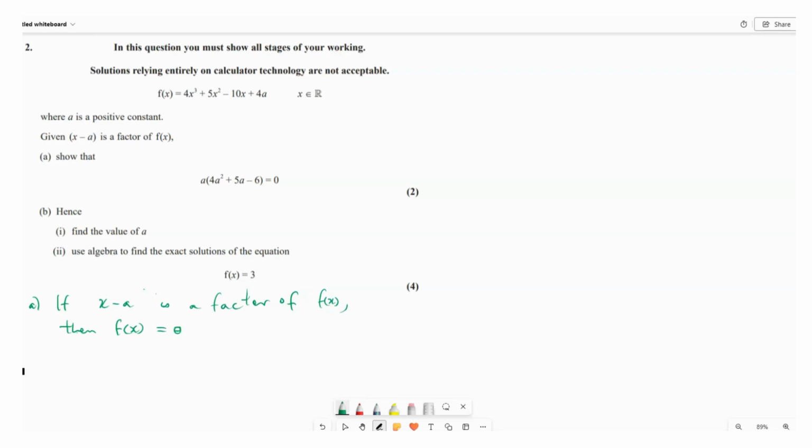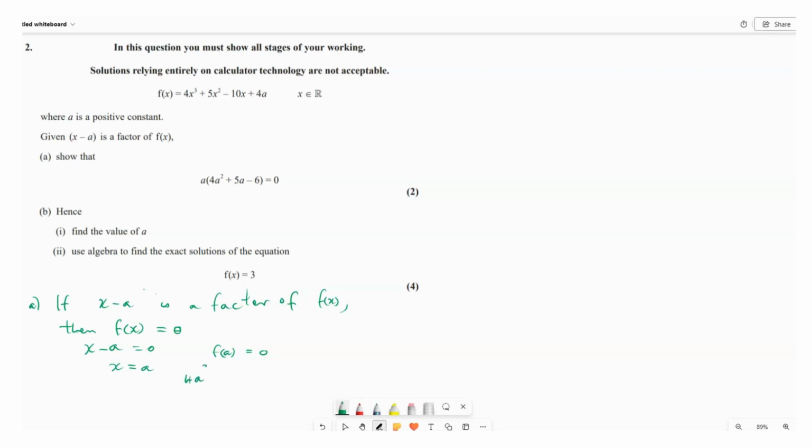So we have x minus a, so we can find x here. x minus a should equal 0, we can solve for a there. So x is equal to a. So what we really want to find is f of a, which must equal 0. So we're going to input the value of a in our function and equate it to 0.